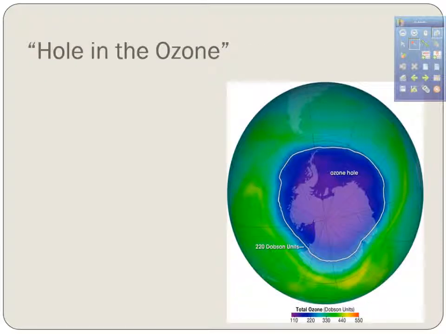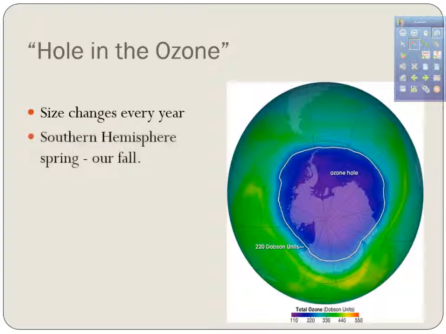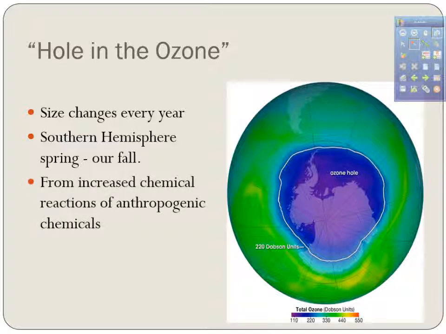Okay, so the hole in the ozone is there. It has been clearly documented. I'm going to show you guys some videos of it in class. It changes in size every year. It comes back every spring. It goes away with the seasons. But there is a huge ozone hole over the Antarctic in the southern hemisphere spring. So in our fall is when this ozone hole is there. And it is definitely an anthropogenic effect. It's there from increased chemical reactions.